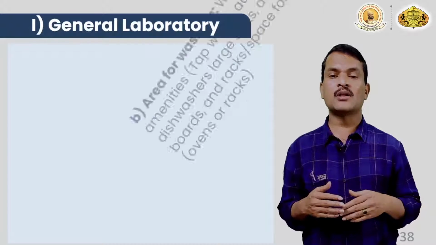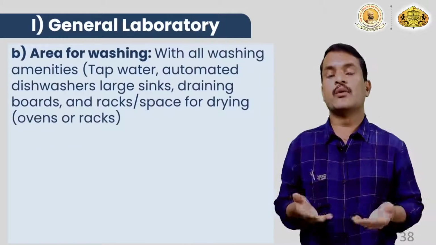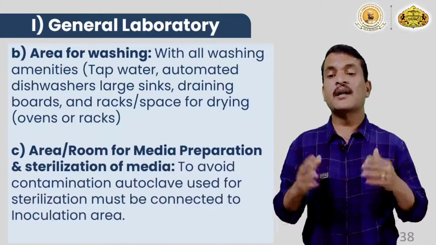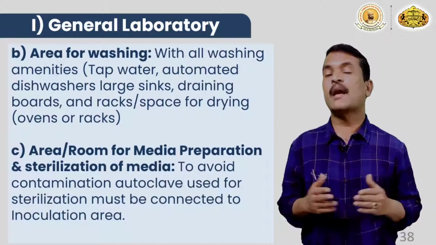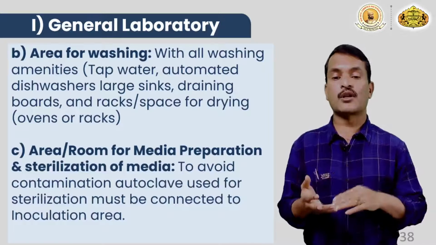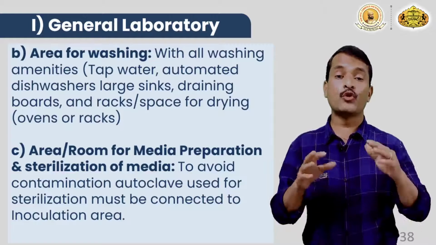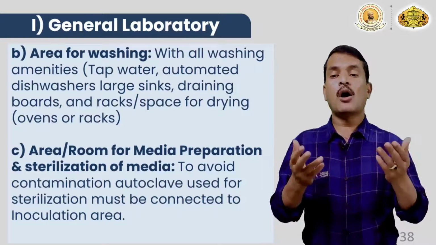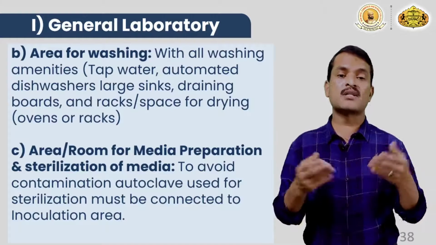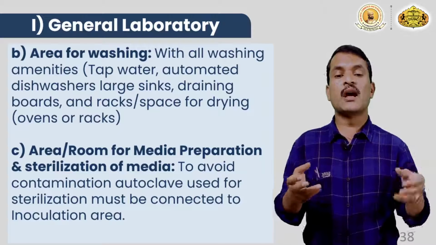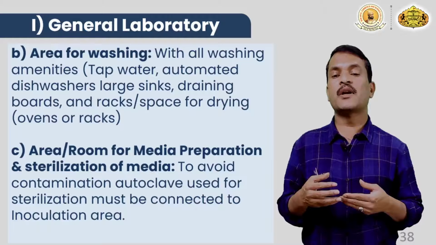This is one part, how we are going to arrange the instruments. The next part is the general laboratory area for washing, with all washing amenities. We need tap water, and we need an automated dishwasher, otherwise you have to do it manually, remember. And we need draining boards. When you wash the glassware manually, you need to drain it, and to keep the glassware, we need that type of draining board.